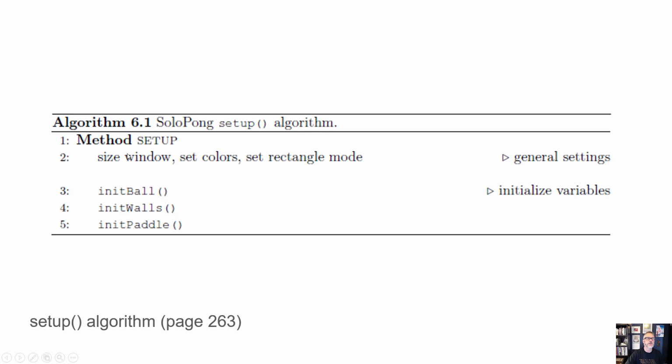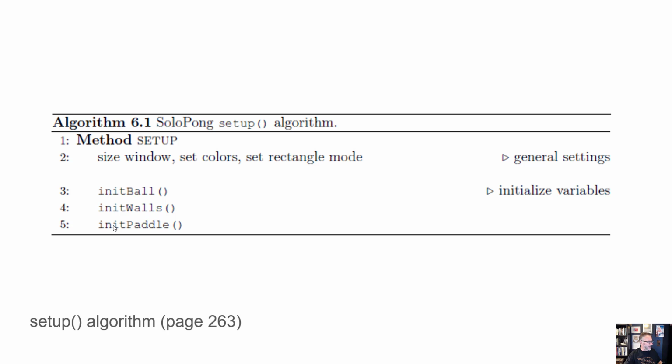So we're going to do some just generic stuff like set the size of the window, the colors, and the rectangle mode so that the rectangles will be sketched in a particular way. And right off the top of my head, I can't remember, I think it's center mode, so that the XY that we provide is the center of the rectangle rather than the corner. But then after that, we're going to have sub-methods. A sub-method to initialize everything about the ball, a sub-method to initialize everything about the walls, and then a sub-method to initialize all the variables about the paddle.